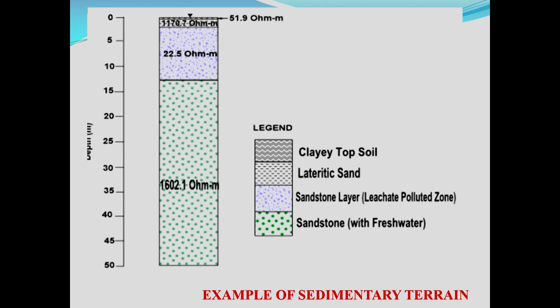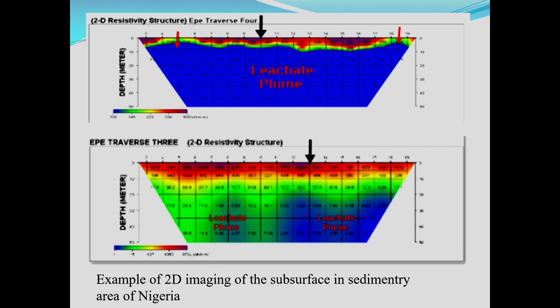textures and the geomorphologies. This is what is typical that you see in a basement complex, sedimentary, the migration of leachates into the underground and the polluting groundwater system. We are conversant with this, and this is one of the things that we monitor in part of my work. This is a 2D imaging of the subsurface. This result is typically from Lagos State, Epe, to be precise.